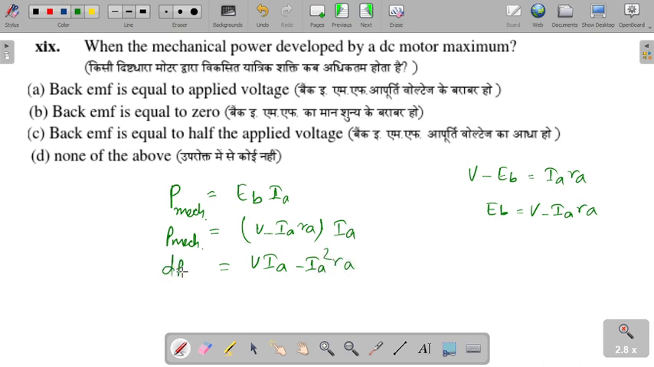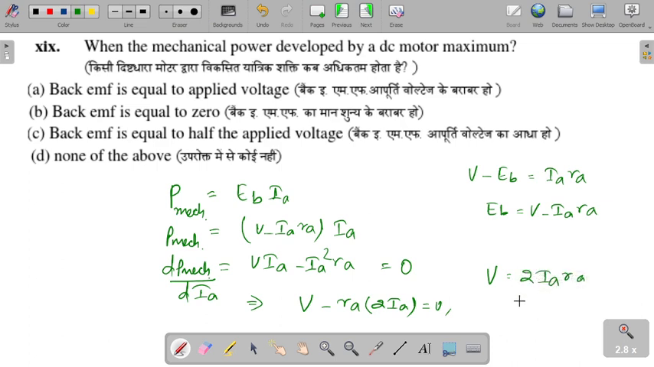So in order to get the mechanical power to be maximum, the derivative of mechanical power with respect to current should be 0. So V minus RA 2IA equal to 0. So from here V will be twice IA RA. Okay, so this is the voltage, that is twice IA RA.